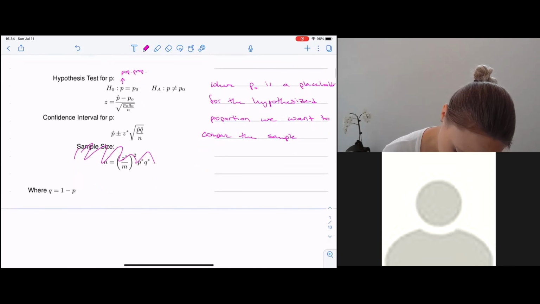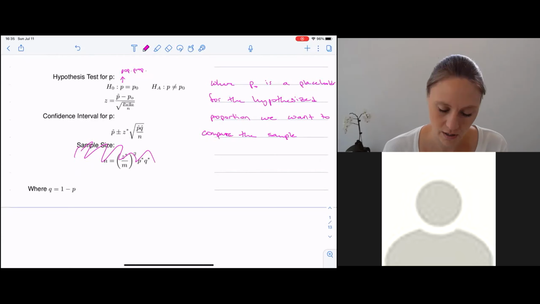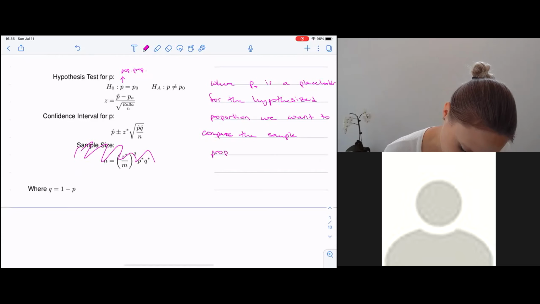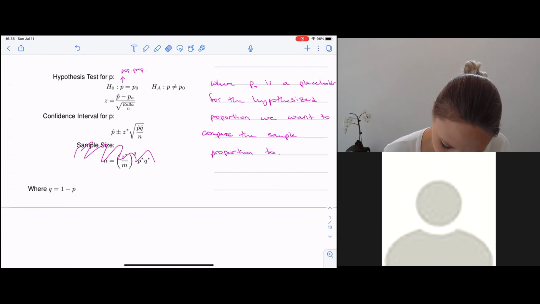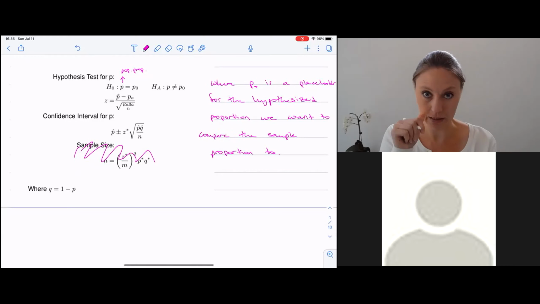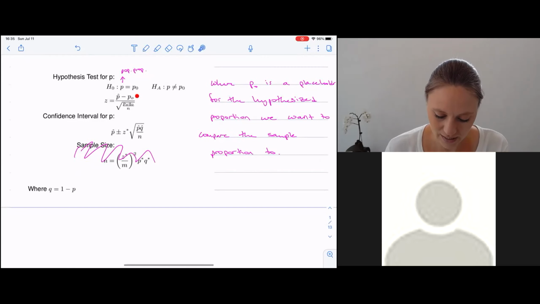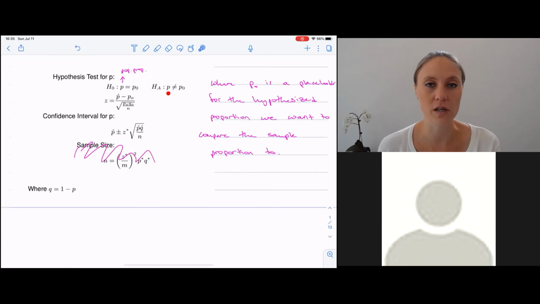So P naught is still just a placeholder for some number. And of course, the alternative hypothesis by default has the not equal to, but it depends on the question.